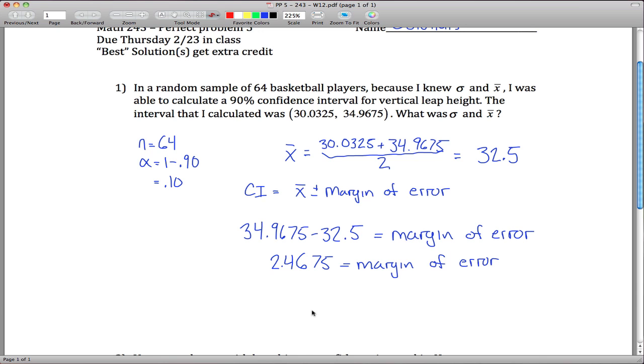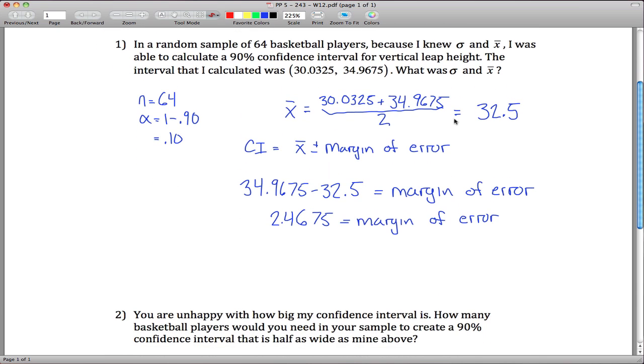Okay. And now the question is, how do you relate that to sigma? Well, 2.4675. The formula for the margin of error is z sub alpha over 2 times sigma divided by the square root of n. So this looks really bad, but it turns out that we have most of this information. If we just plug in the numbers that we have here, we can solve for sigma.